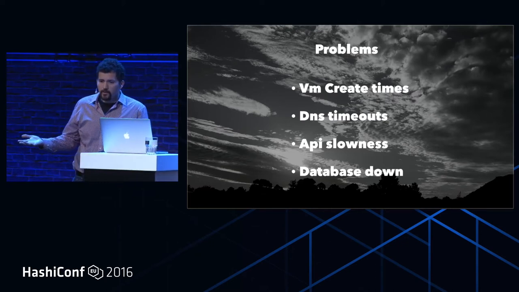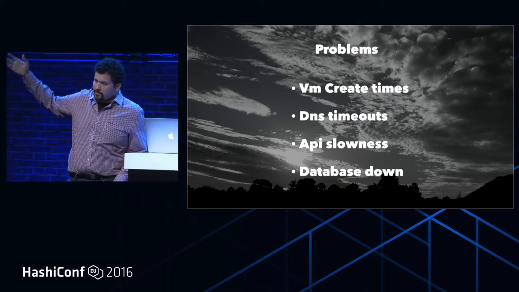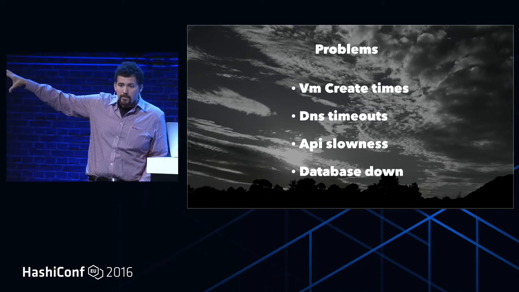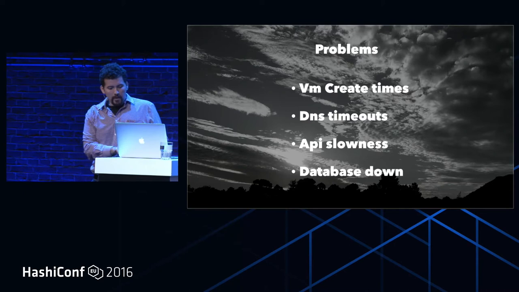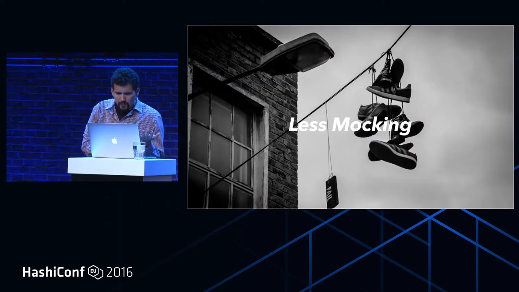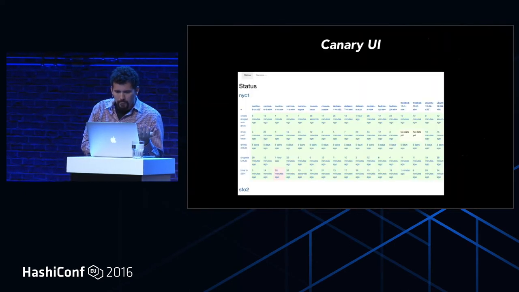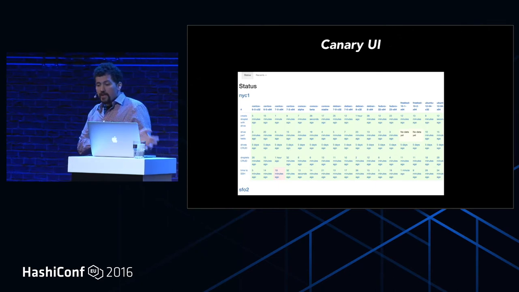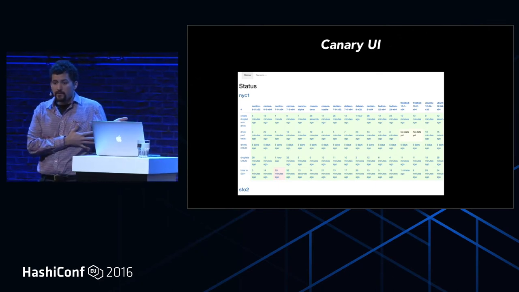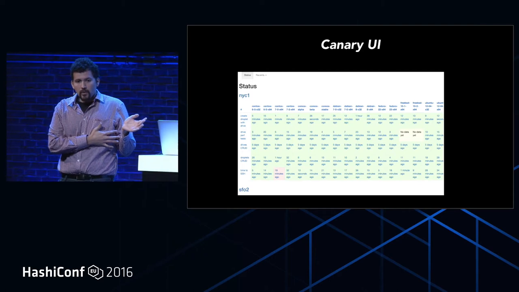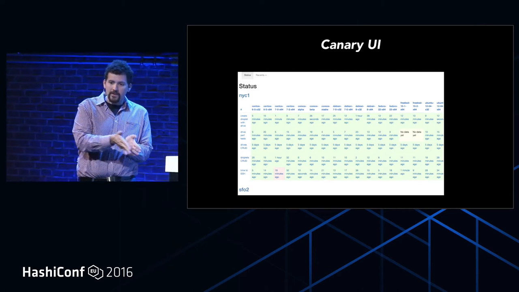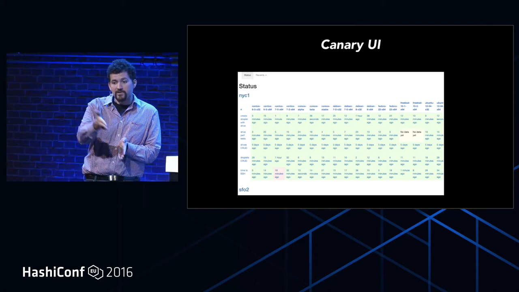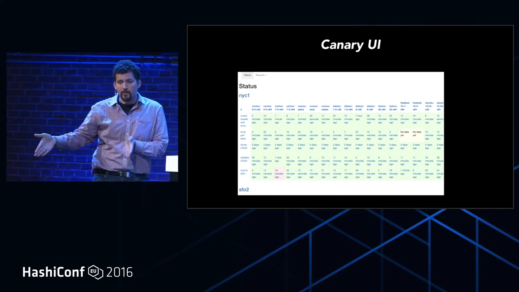So what we started to do was add metrics of our API response times, and that was part of the test. If I pull up the Canary UI, the Canary is also dumping stats into our Prometheus metrics. So for each data center, we can see what the client thinks the API request times are, and what the server thinks the API request times are.